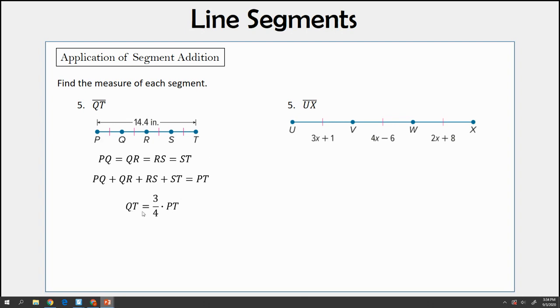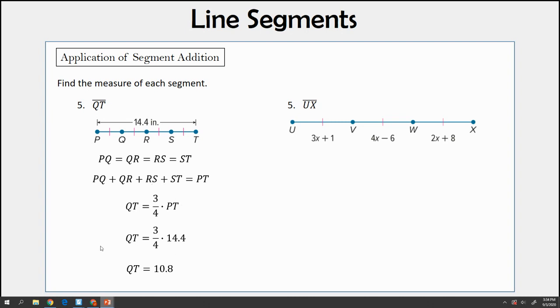Okay. Now, what do we know the distance from P to T is? We know it's 14.4. We're going to take 3/4 of 14.4. How do we do that? Okay. Well, really what this means is take 14.4 divided by 4 and then multiply the answer by 3. Or you can, in a calculator, do 3/4 times 14.4. Your answer is 10.8. So Q to T is 10.8.